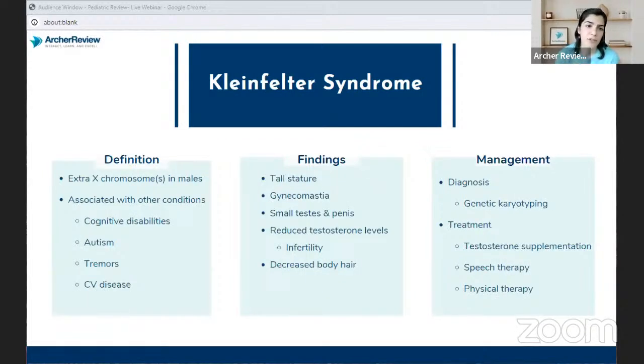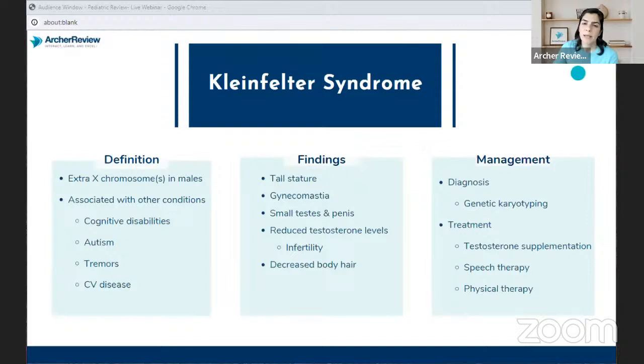Klinefelter syndrome, so extra X chromosomes in males. They can have one extra X or multiple extra X's, right? And so oftentimes clinical features, you're going to see tall stature, small testicular and penis size. And then if you check their testosterone level, it's going to be low testosterone levels, decreased body hair. So they're not producing enough testosterone because of those X chromosomes, right?